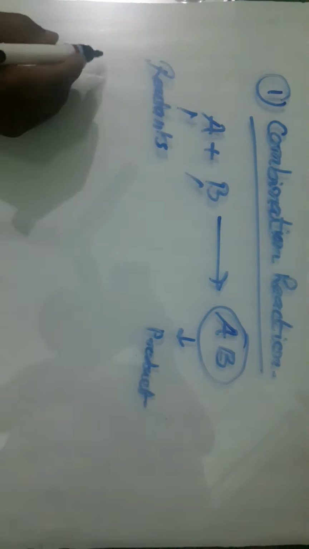In that book, in this example, carbon reacts with oxygen to form carbon dioxide, which is a gas. Here we can write carbon and oxygen form carbon dioxide.